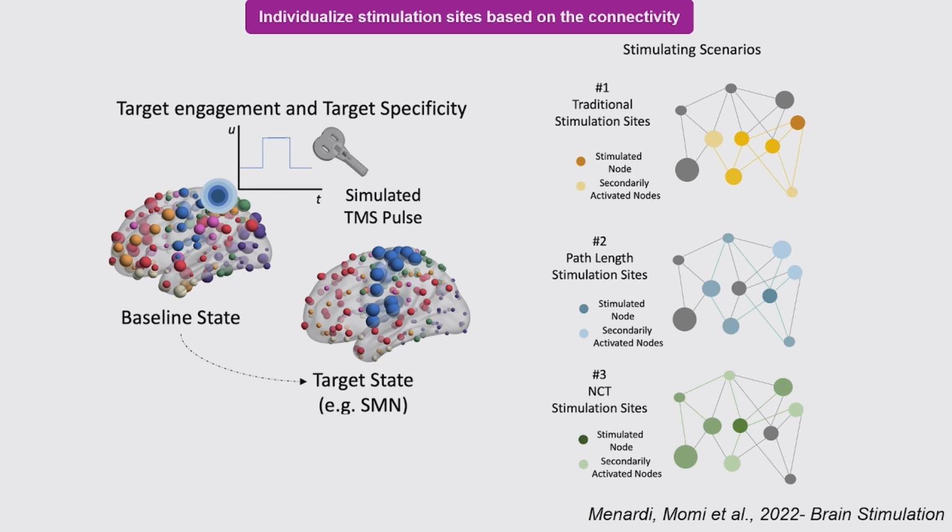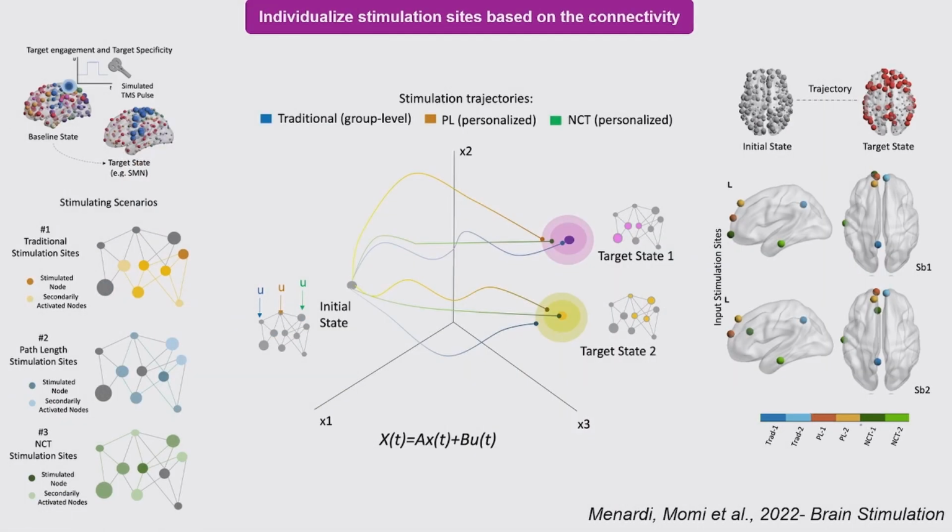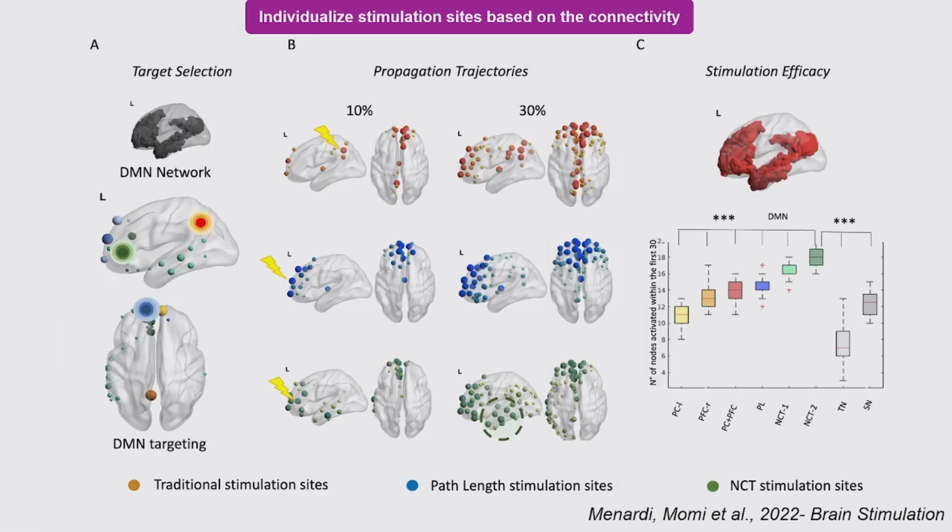And then, on the other hand, we used a network control theory framework. What we were able to show is that network control theory was the optimal approach for evoking, in this case, the default mode network. So you see our 3 approaches. With network control theory, we were able to evoke the default mode network in its full form, also reaching a distant node.